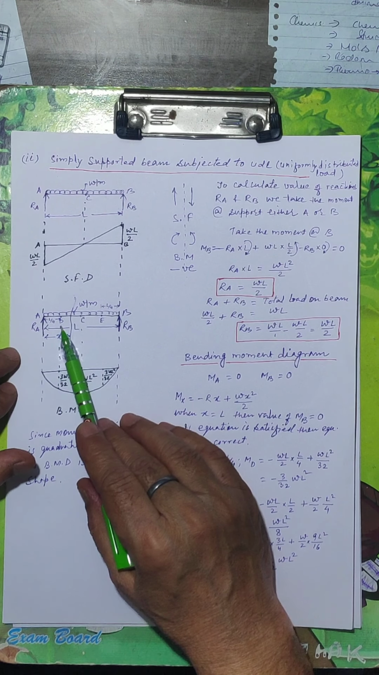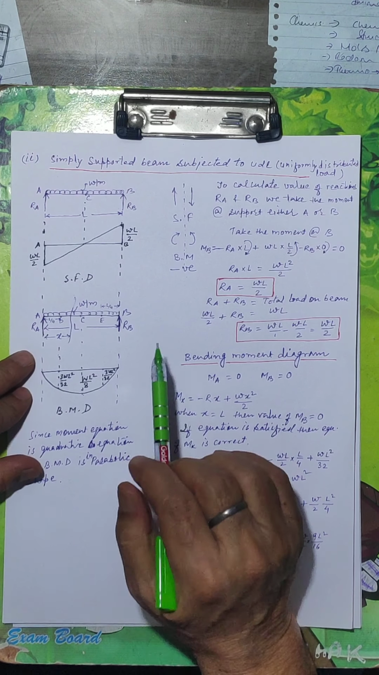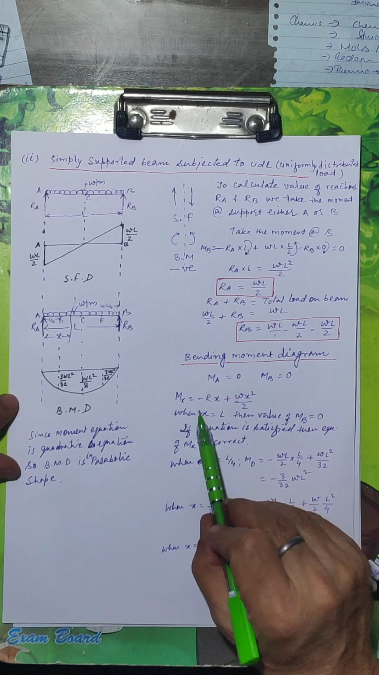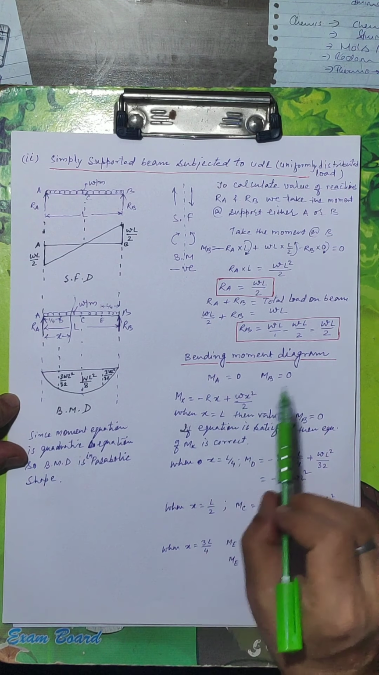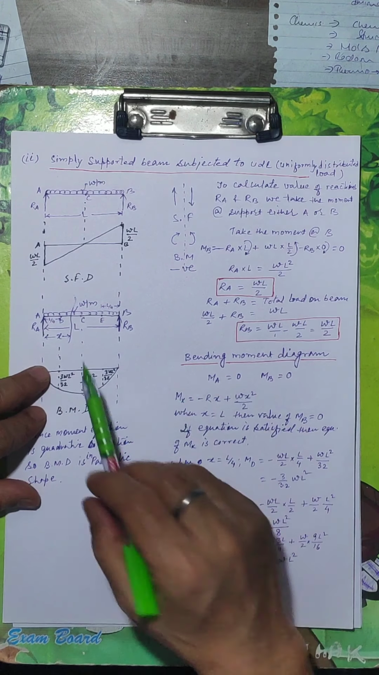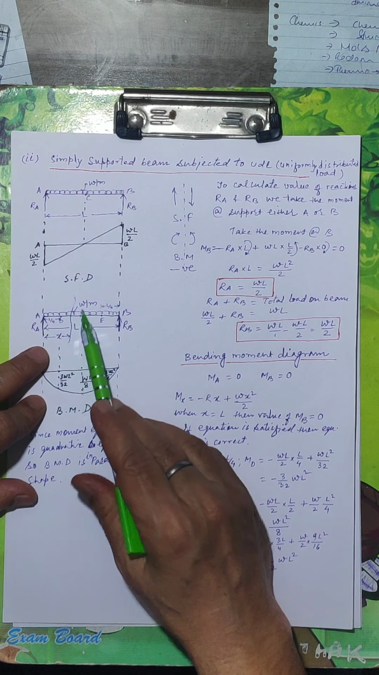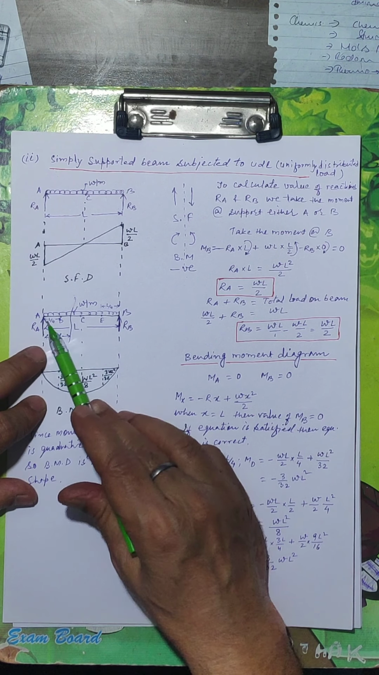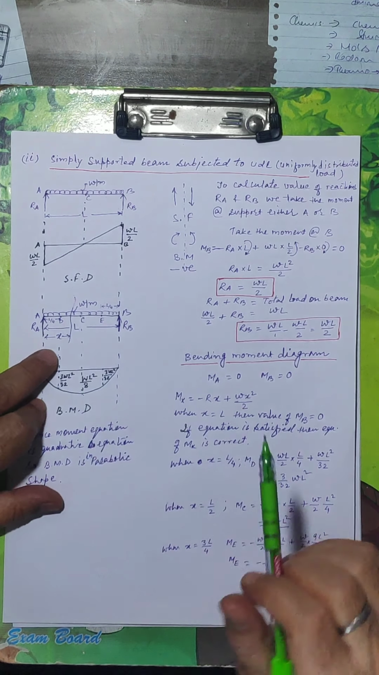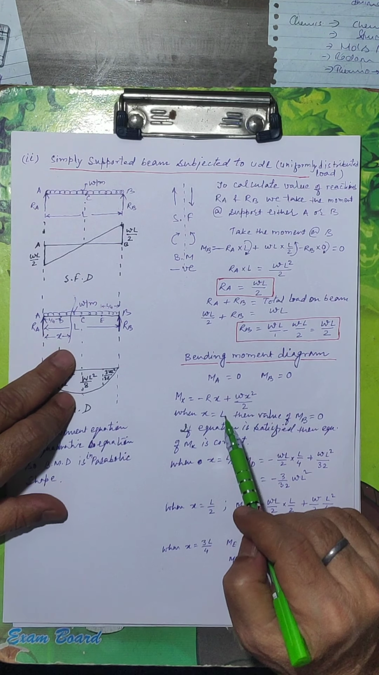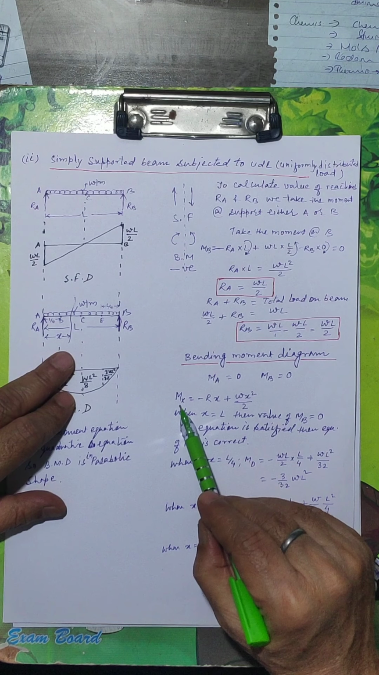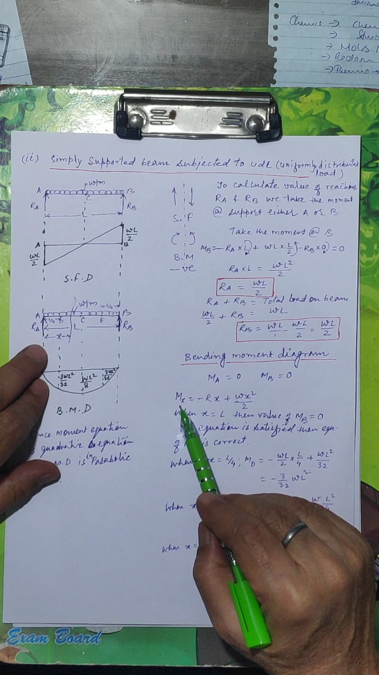This moment can be calculated by making an equation. How can we get this equation? Suppose at X distance we take a section. This is section, X distance from A. Now we make the equation of this moment at X, that is Mx. How can we get this equation?